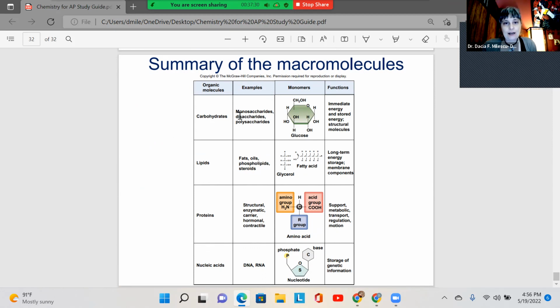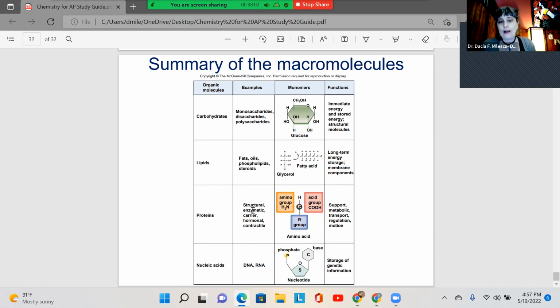Carbohydrates can be monosaccharides, disaccharides, polysaccharides. Here's the monomer glucose. Function: immediate energy, and some storage like glycogen in the liver. Lipids: fats, oils, phospholipids, and steroids. You have fatty acids and a glycerol backbone. Their function is long-term energy storage, as you know, bears can store a lot of fat. That's why they do that before hibernation. So they store up lots of fat, right? Long-term energy storage.